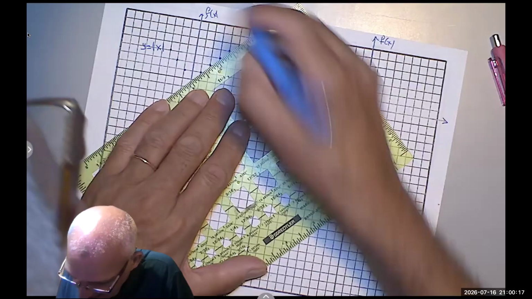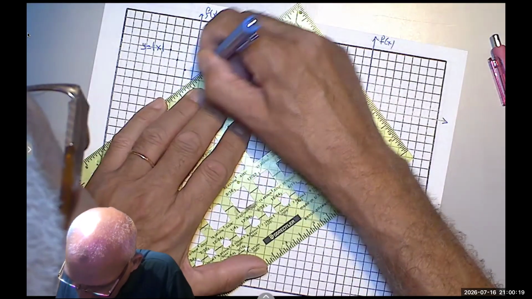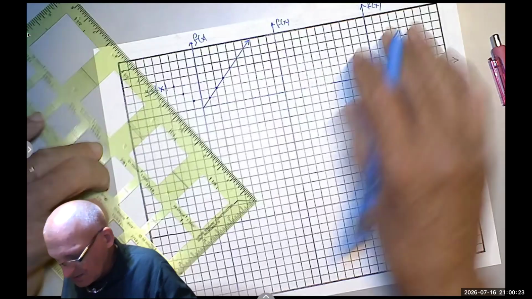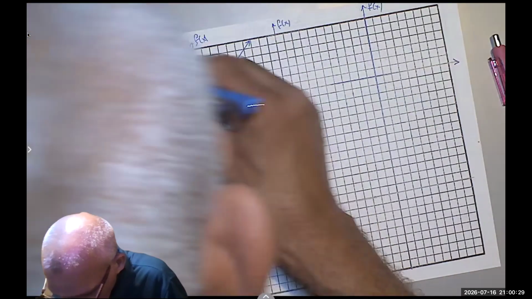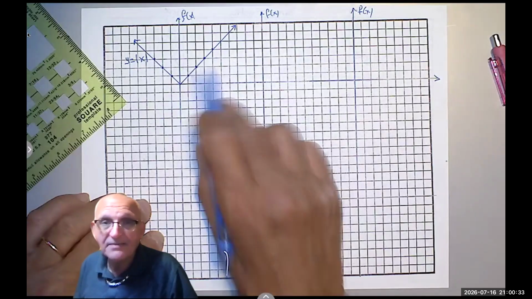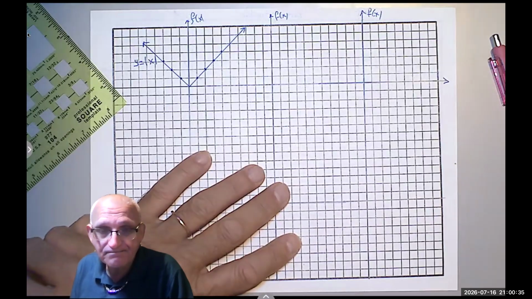Again, I think the paper is not really, or these squares are not having the same size, but it looks something like that. This is the absolute value of x.